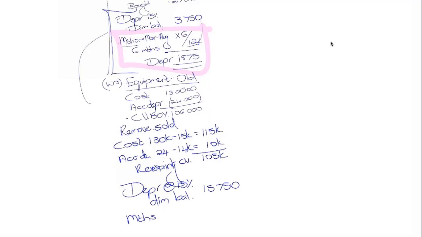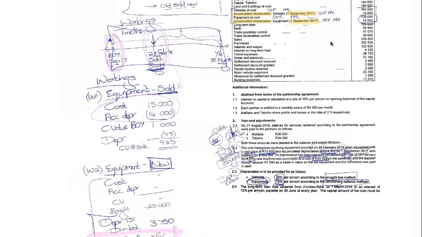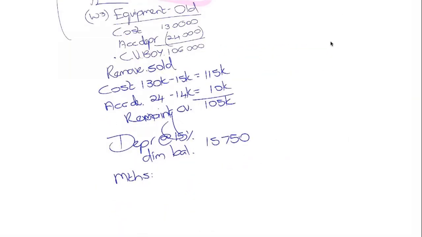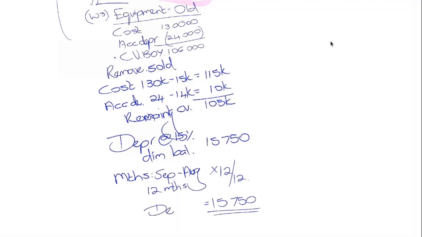Okay, so the most important thing you can do in exams, to prepare for exams, is be as consistent as possible so that you don't risk losing stuff or forgetting stuff or not dealing with stuff. So months, in this case, I'm dealing with all the equipment that was on hand for the entire year. So from September to August, which is 12 months, which is saying basically 12 over 12. And that is my depreciation.